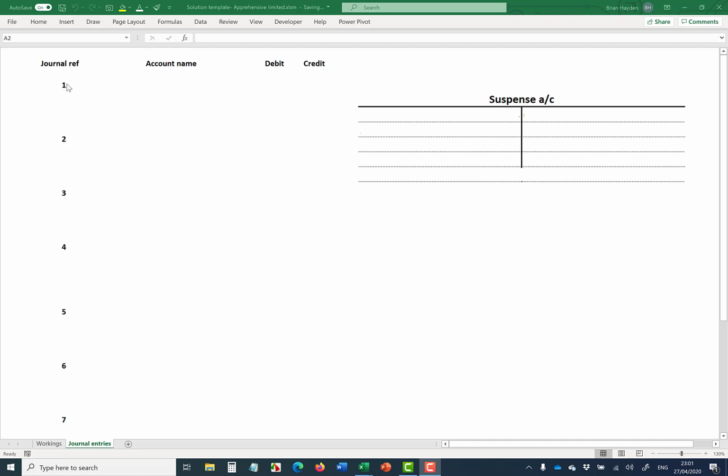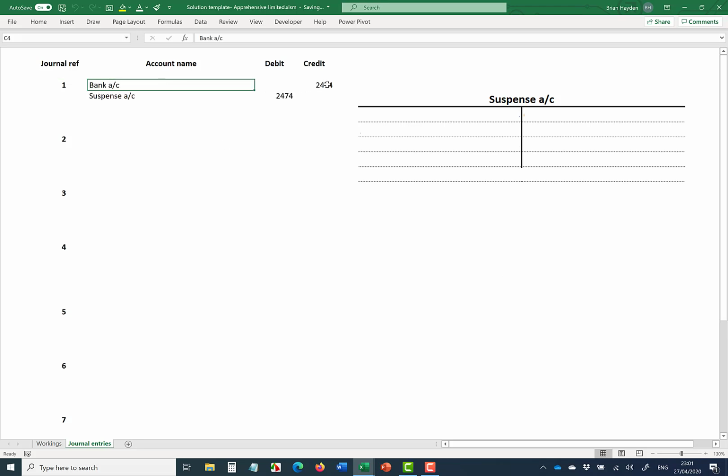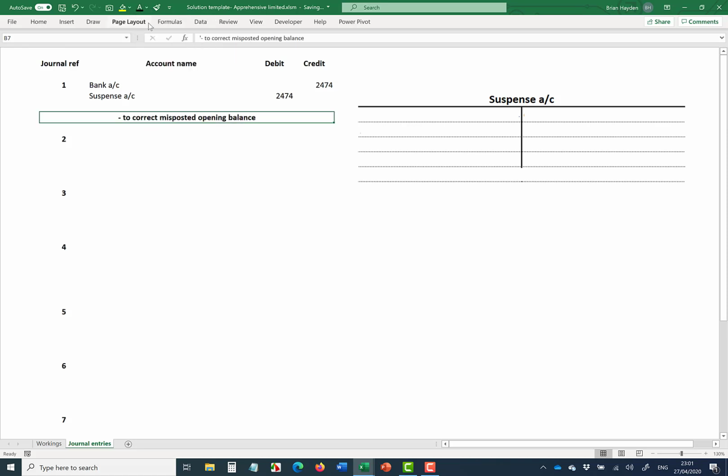So just to show the first item that we had, this was to fix a balance brought down on the wrong side in relation to the bank account. So here's a copy of what we had. So we want to credit the bank account with the total of that, and we're going to debit suspense. Okay, so bank account and suspense account. Okay, and then just to show the description there as well, I'll just put in the basic description. So just correct misposted opening balance. And that is the first item.